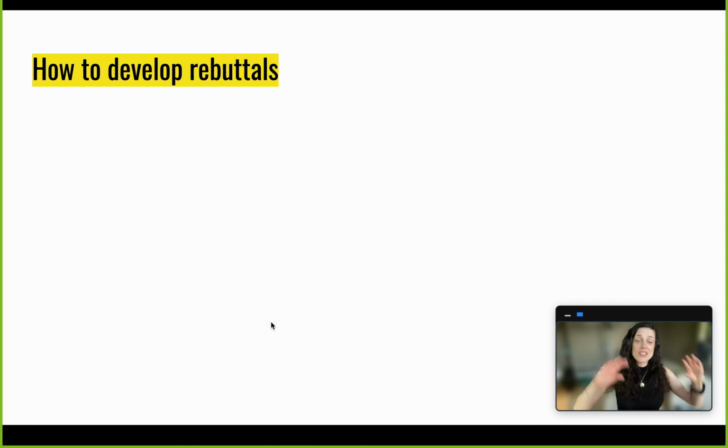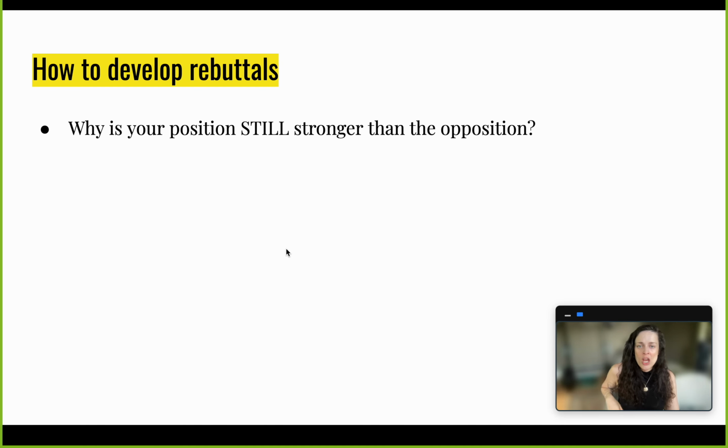And then once you've decided, well, here's what someone would say who is against my position, then you have to develop a rebuttal. How are you going to reply? Because you have to respond so that you continue to have a powerful position in your paper. Well, you answer, why is your position still the better one? Why is it still stronger?